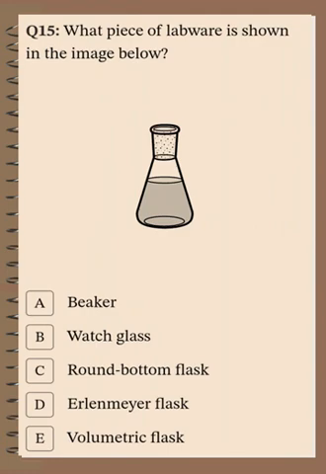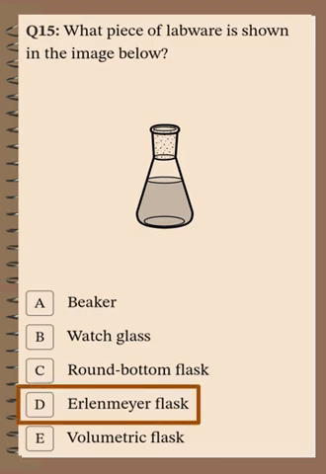Question number 15. Which piece of labware is shown in the image below? We said that we have a new name for different glassware inside our lab. We have a beaker, but it's not the shape of a beaker. Watch glass, no. Round bottom flask, no, it's the wrong answer. Conical flask and volumetric flask: the volumetric flask has a long neck and is graduated with only one mark. So we have the new name for the conical flask. We call it what? A conical flask.